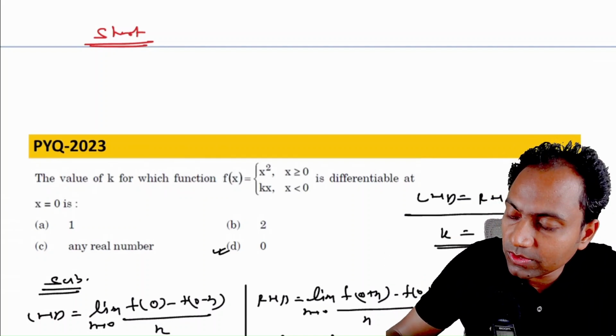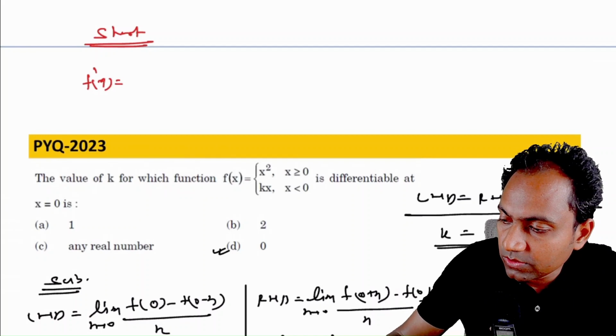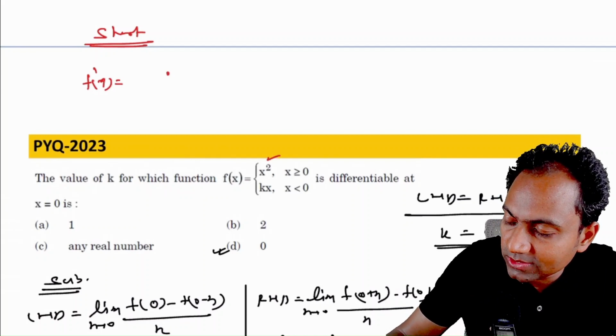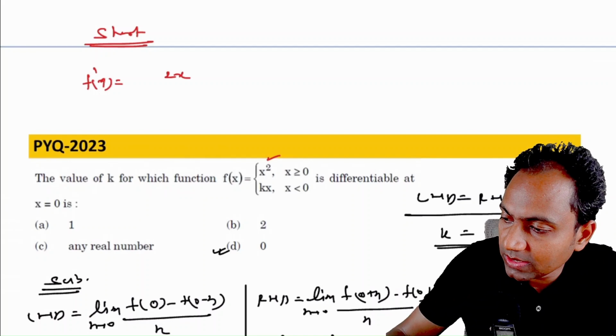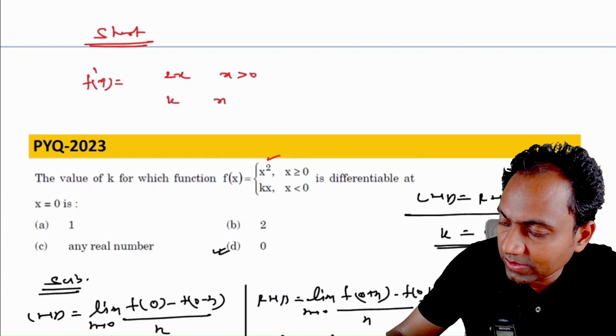So what you can do is you can find the value of f dash of x. If you differentiate x square, it becomes 2x. If you differentiate kx, it becomes k. This is for x greater than 0. So we have removed the equal to sign.